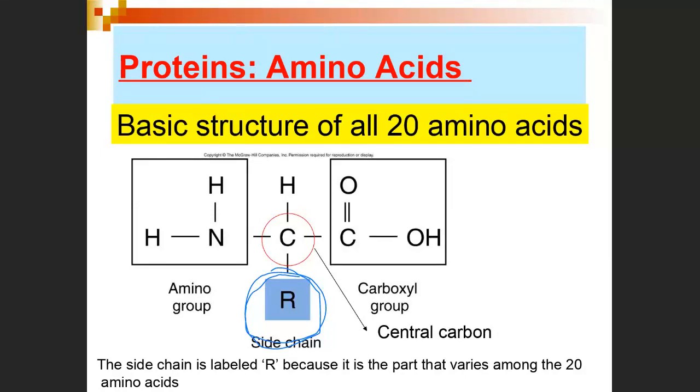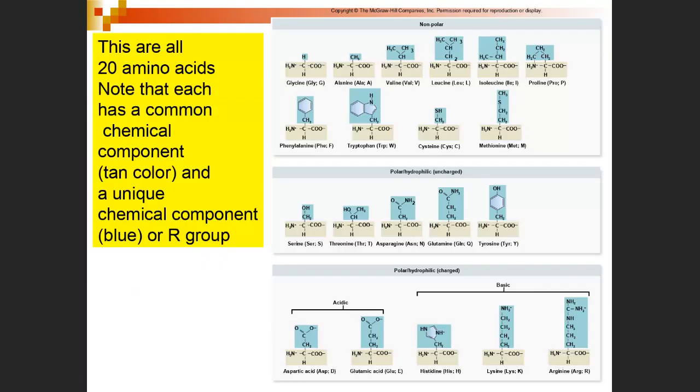So the basic part of the amino acid is the central carbon attached on one side to what is called an amino group, which is a nitrogen attached to hydrogens. On the other side, what's called a carboxyl group, which is a carbon attached to a hydroxyl and a double bonded oxygen group. The third arm of the carbon has 4 free electrons to attach to 4 different chemical groups, is hydrogen. The fourth one is the one that varies among all 20 amino acids.